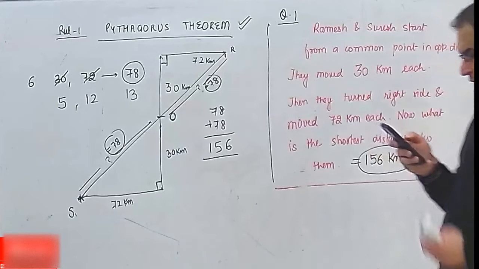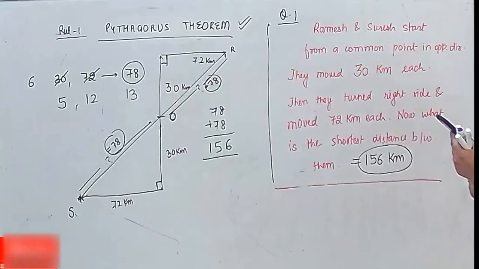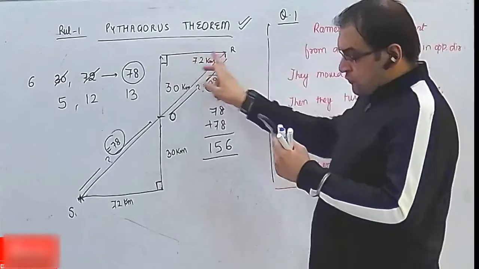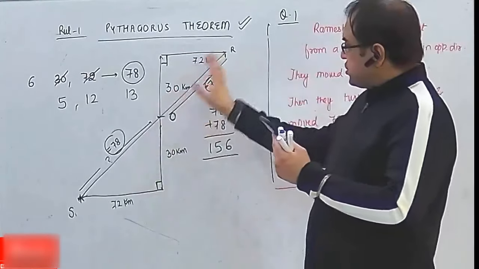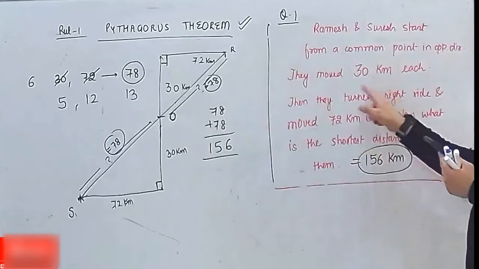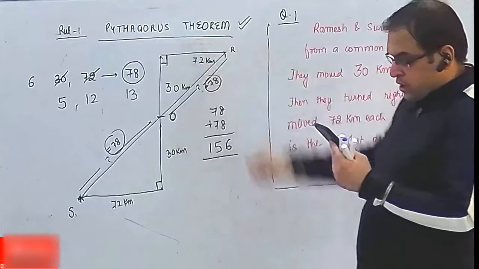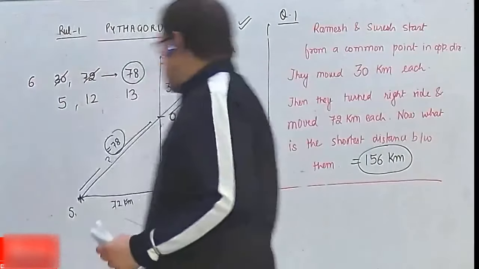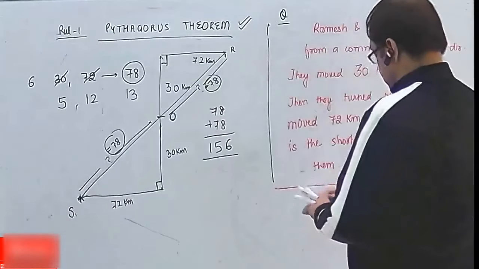Okay, Kavita, are you getting the right answer? 156. So this was the first question based on your approach of directions. You need to understand which direction you are in and which direction is left and right, and your Pythagoras theorem you need to understand. Okay, let's get to the second question now.